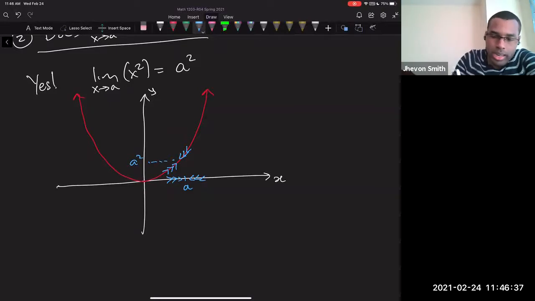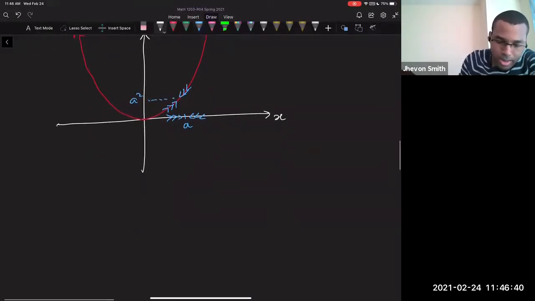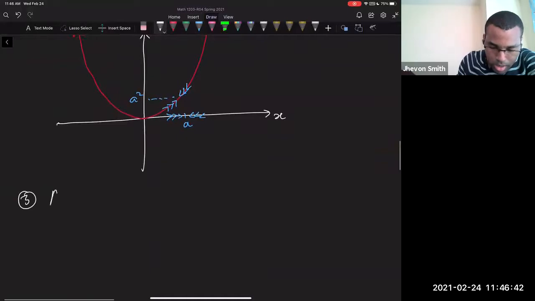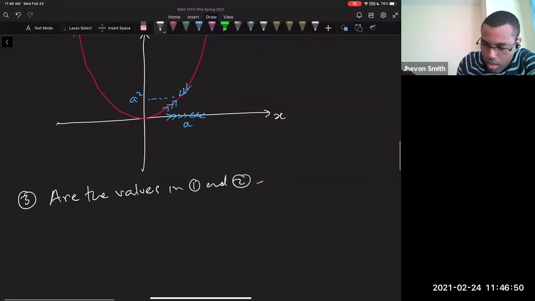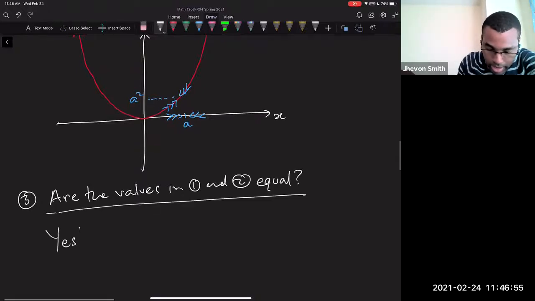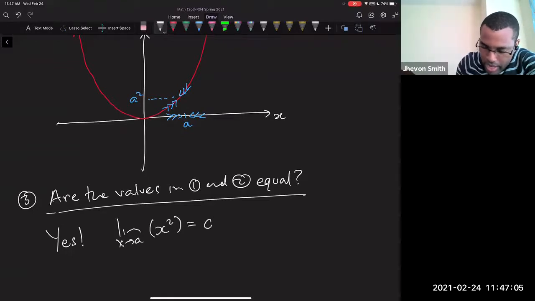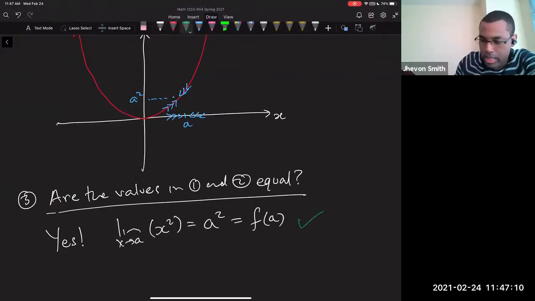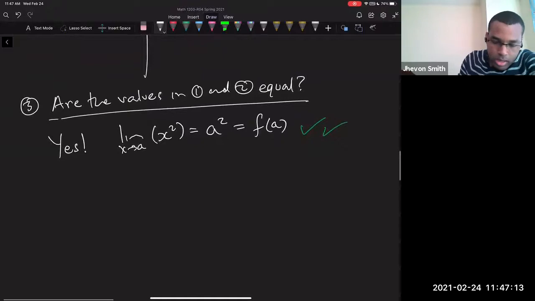Okay, so we kind of have that. And then I go to my third step. Are the values in 1 and 2 equal? And again, the answer is yes. The limit as x approaches a of x squared is a squared, but that happens to also be f of a. So ding, ding, ding, all three things check out.